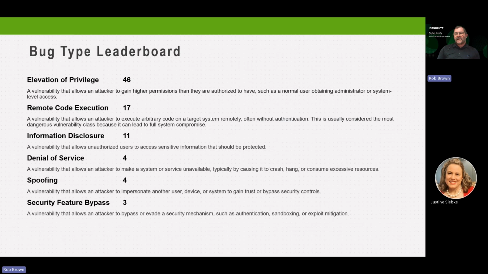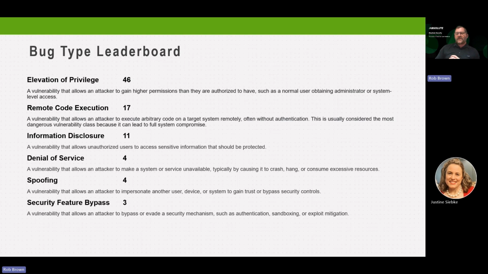Denial of service is simply to make the system or service unavailable. It's typically causing it to crash, hang, or consume excessive resources. Now, the last 2, spoofing and security feature bypass, look very similar.